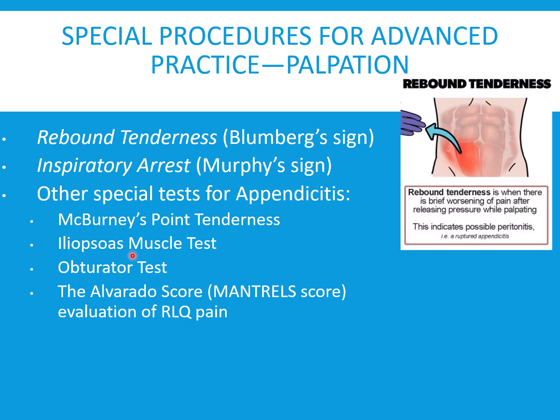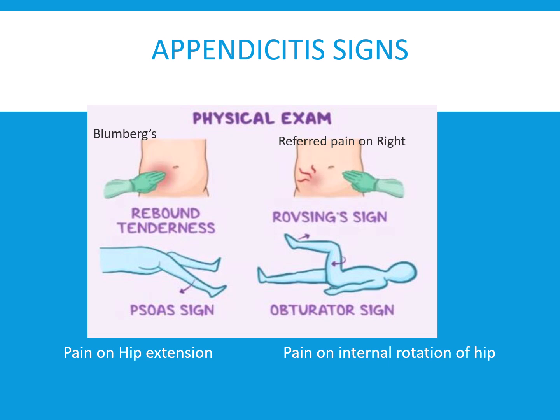The iliopsoas muscle test and the obturator test are two different tests we can do for appendicitis. And then there's the Alvarado score, which evaluates right lower quadrant pain. Signs of appendicitis. So Blumberg sign, rebound tenderness.